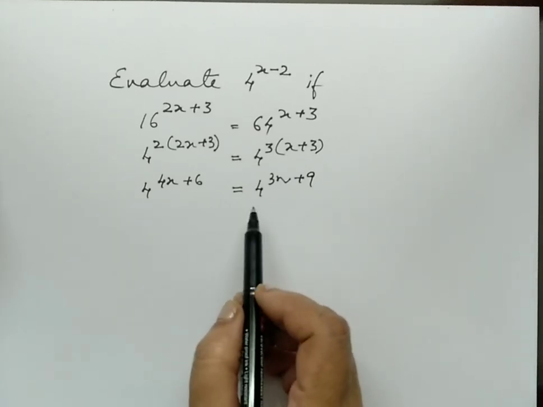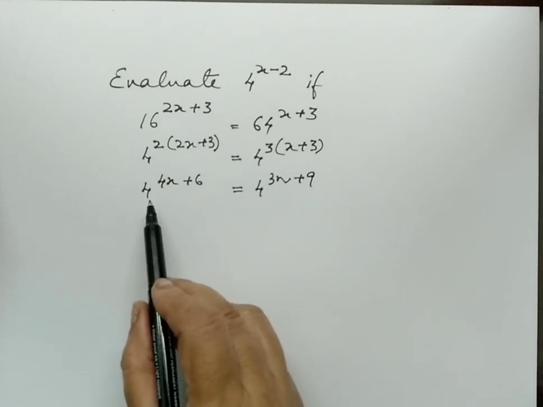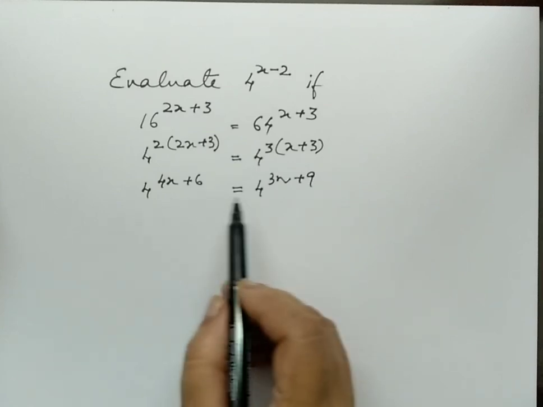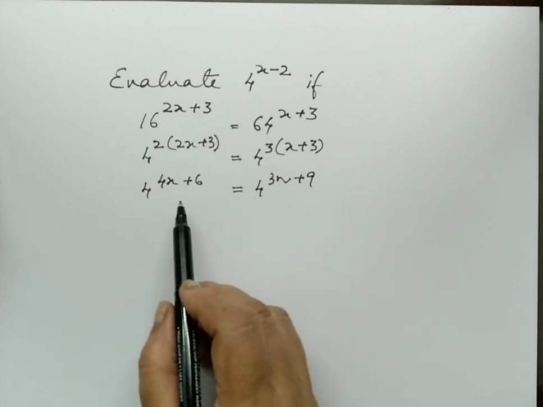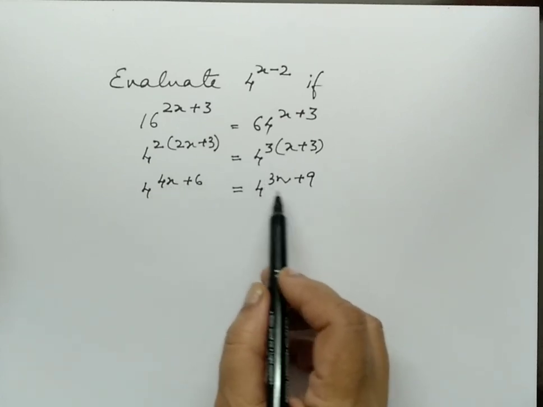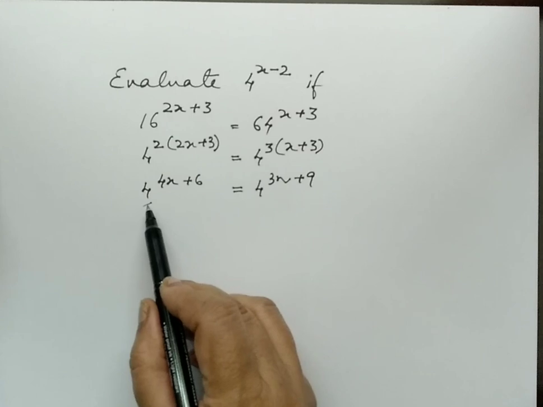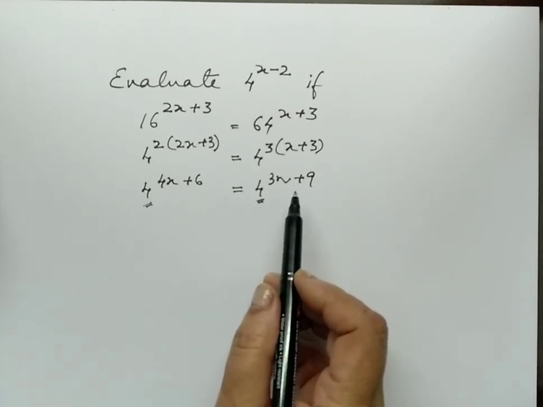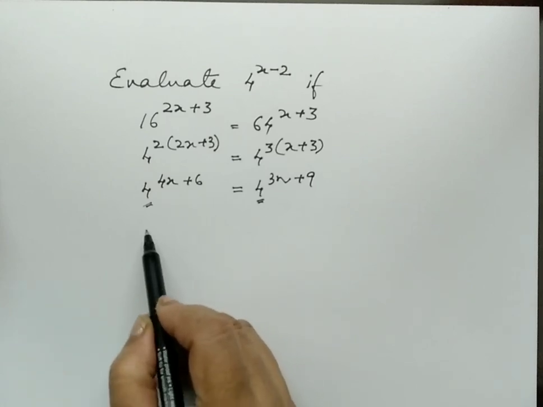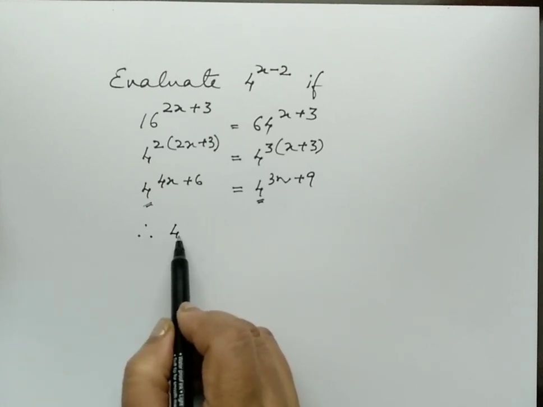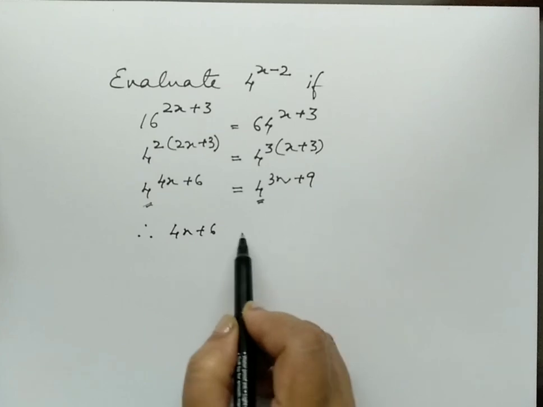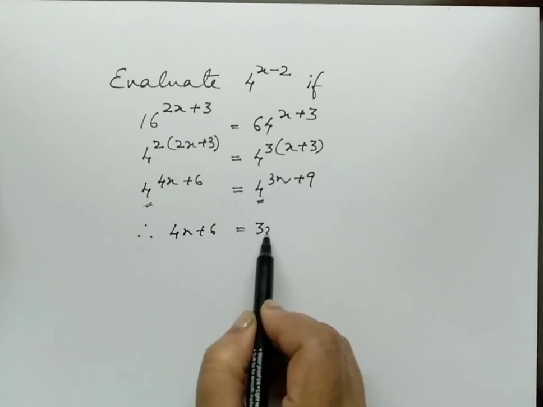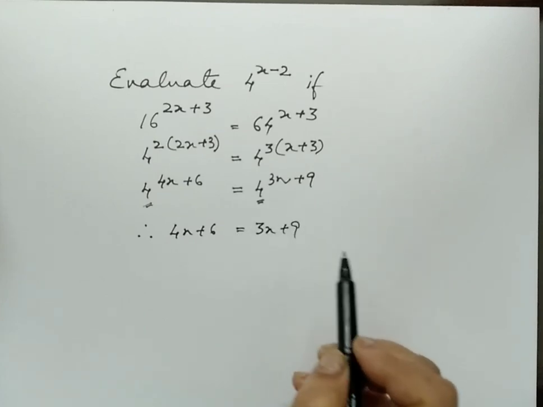Next we have to see that the bases are same, hence we can compare the powers. When the bases are same, we can always compare the powers. So therefore 4x plus 6 is equal to 3x plus 9.